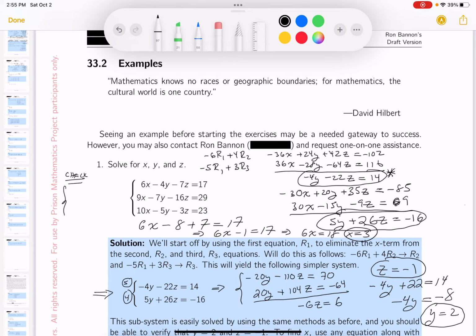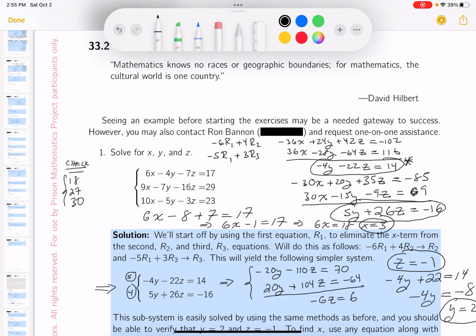So I believe x is what? 3, 18, 27, and 30. That's not so bad, right? I believe the y is 2. Minus 8. Give me a second. Minus 14. And again, I believe y is 2. Minus 10. I believe z is minus 1. Plus 7, plus 16, just plugging it in, plus 3.